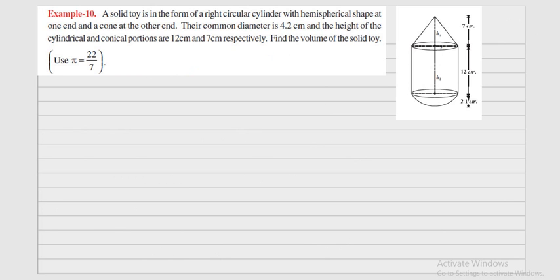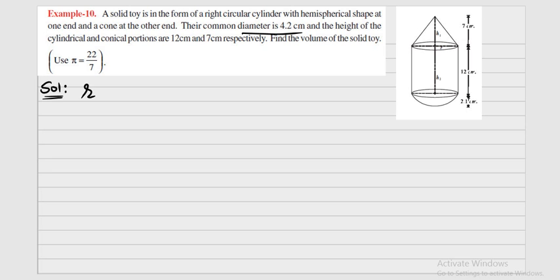A solid toy is in the form of a right circular cylinder, and already you can see the shapes. From the figure you can understand easily, right? He has given that one end is stuck with a hemispherical shape and the other end is with a cone, right? Their common diameter is 4.2 centimeters. Common diameter means all are having the same radius.